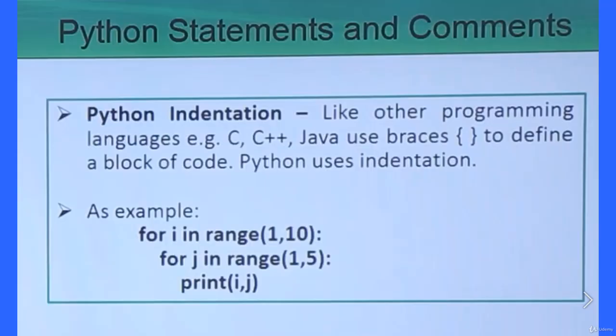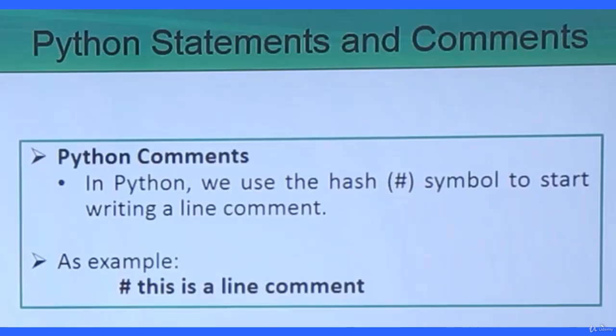Next, we have Python comments. In Python, you use the hash symbol to start writing a line comment. Comment lines are very important. They depict the purpose of the program and the purpose of a block of code. Inserting comments in our programming is a good programmer's practice. To write a single line comment in Python, the comment line must be preceded by the hash symbol. Different languages have different syntaxes for single line comments, but in Python it is preceded by this hash symbol.